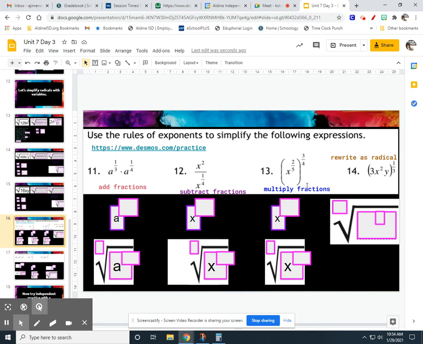Okay, here we go to this one. So I kind of gave you an idea of what you needed to do. I'm like, all right, we're going to have to work with fractions. Everybody's always having such a hard time. So this is what we're going to do. Use the rules of exponents to simplify the following expressions.